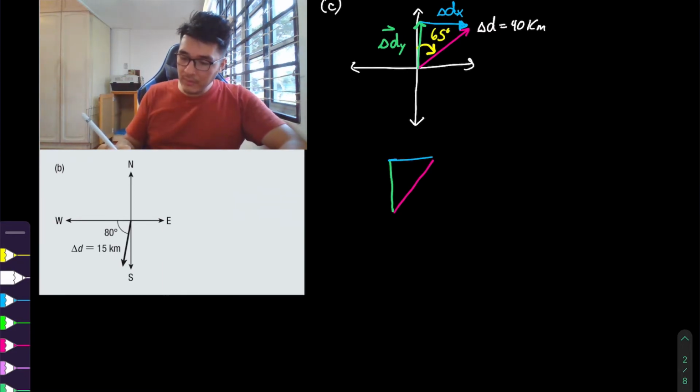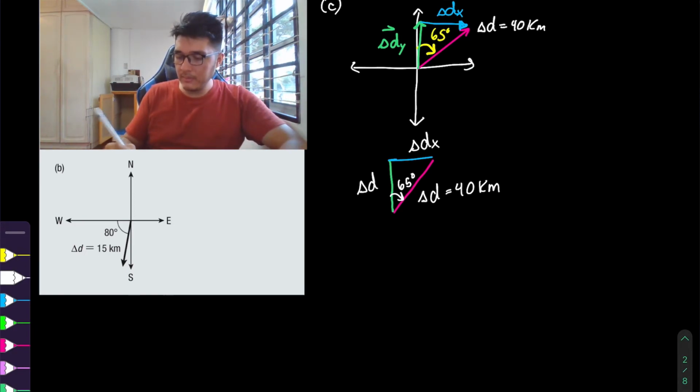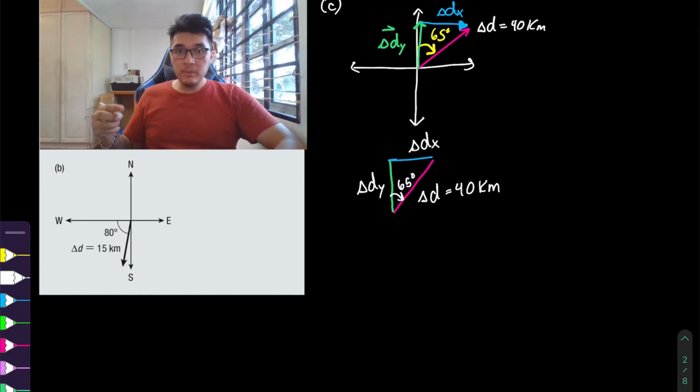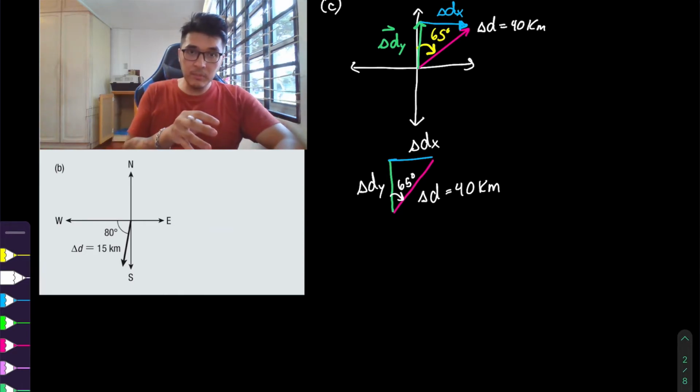And what we were given was the delta D is 40 kilometers. This angle inside was 65 degrees, and we're looking for the x component and the y component. So remember what I said before, if you use cosine, it's for the x component if the angle is closest to the x-axis. You can use sine if the angle is closest to the x-axis to find the y component. But now that the angle is closest to the y-axis, we can't use that idea anymore. So let me prove to you why not.